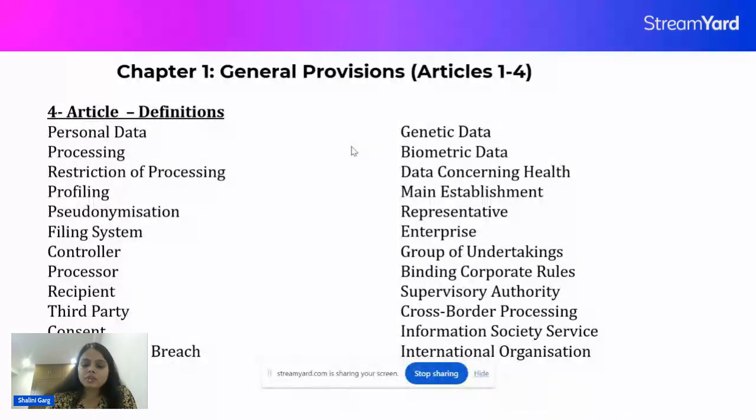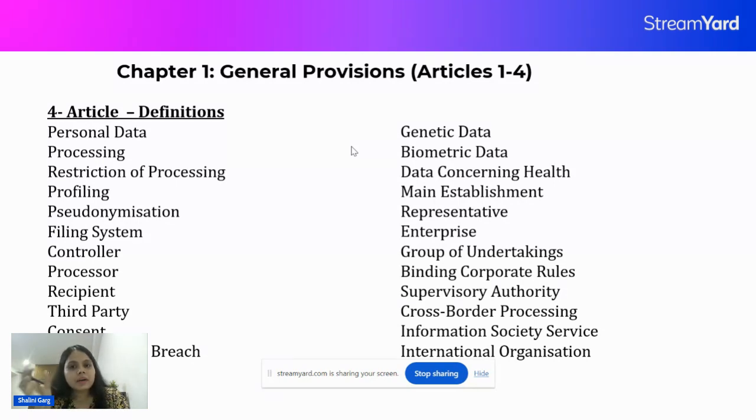Now, we are moving towards the next definition, which is pseudonymization. Pseudonymization is very important. I know if a person wants to enter this privacy field, they have heard about this very tough word, which is very tough to pronounce as well, known as pseudonymization. So pseudonymization is actually processing of personal data in such a way that it cannot be attributed or connected to that specific person without applying any additional information.